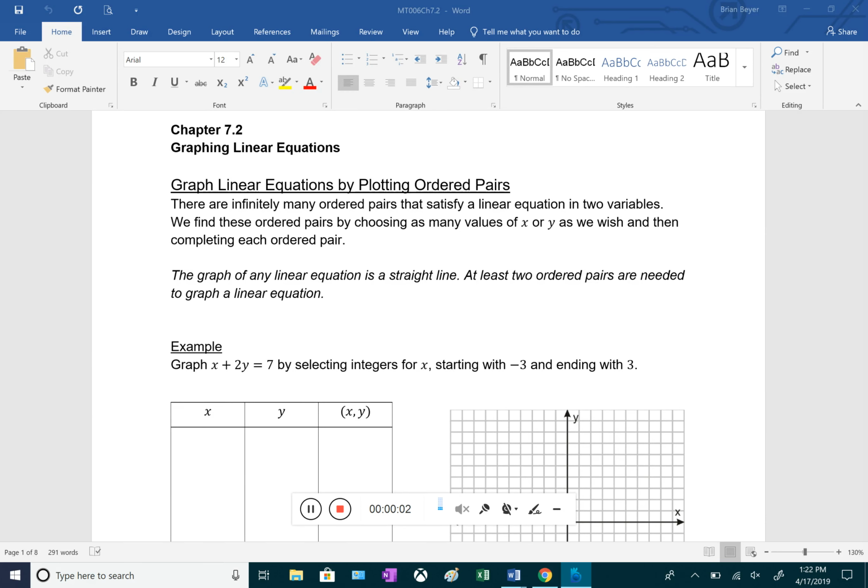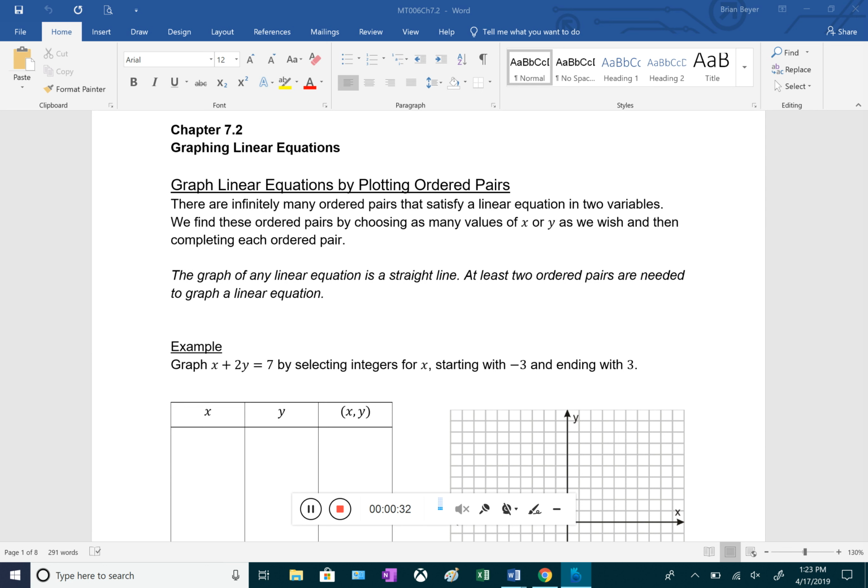Okay, in chapter 7.2, we're going to be graphing linear equations, and we're going to start by graphing these by plotting ordered pairs, similar to what we did in the previous section. So technically there's an infinite amount of ordered pairs that satisfy a linear equation with two variables. So what we're going to do is find a certain amount of ordered pairs. We can choose as many x or y values as we want to.